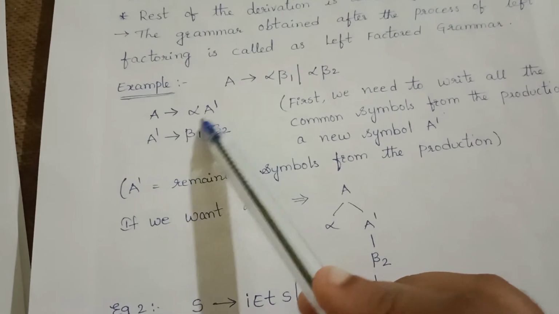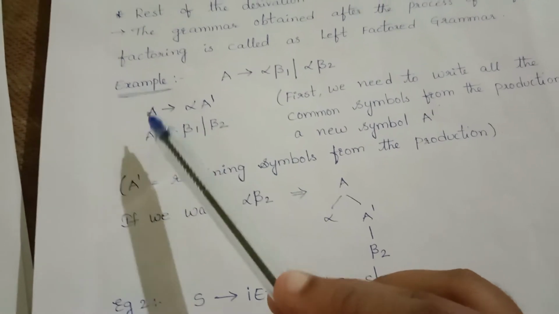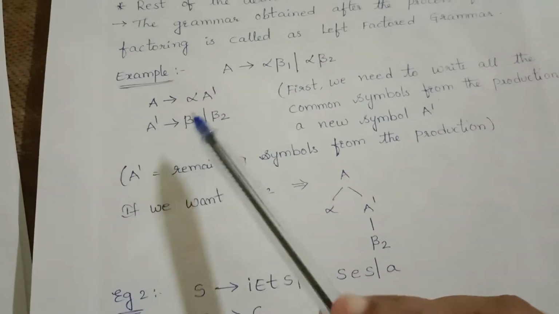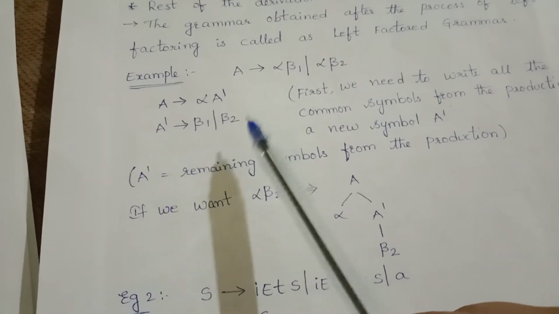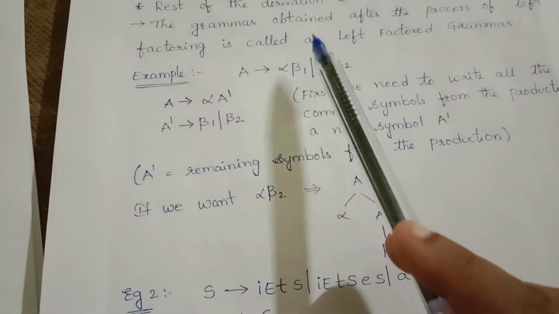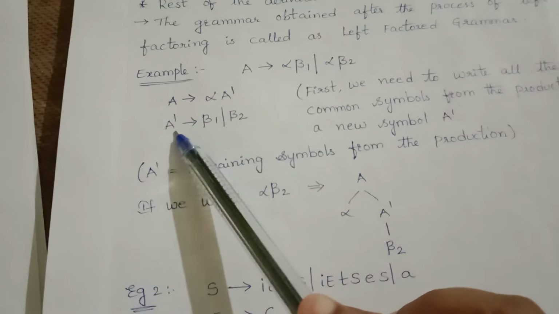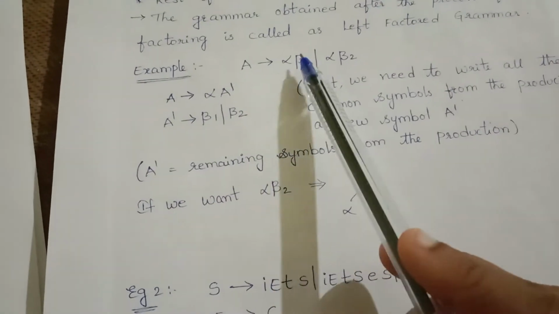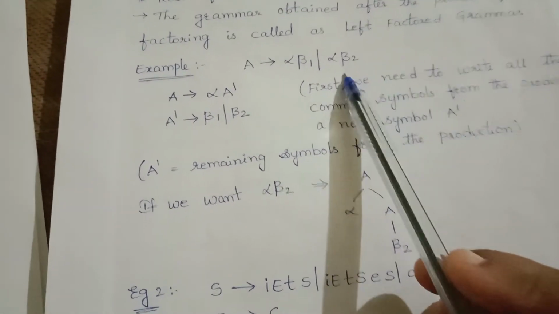Now we need to derive the grammar for this A dash. How do we derive A dash? You need to write the remaining symbols from the production. From the given production, the remaining symbols are what we write in the A dash. So A dash tends to beta 1 and beta 2.